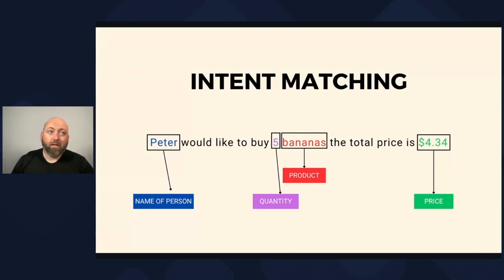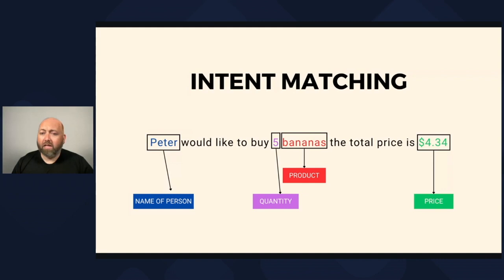So "Peter would like to buy 5 bananas, total price is this" is one way that a person may request to buy something. And you would just tag and say, well, okay, if they say Peter, that's someone's name. If they say 5, that's a quantity. If they say banana, it's a product. And if they say $4.34, then that's a price. And then you would just give the model 100 different variants of asking that same question.